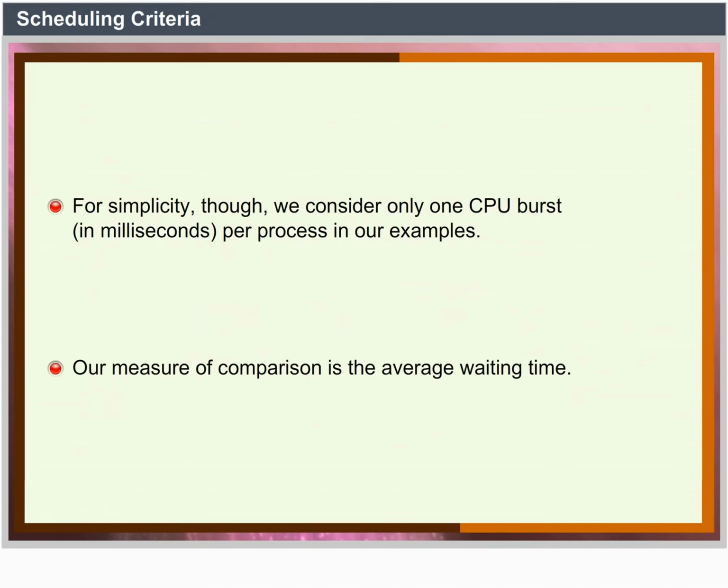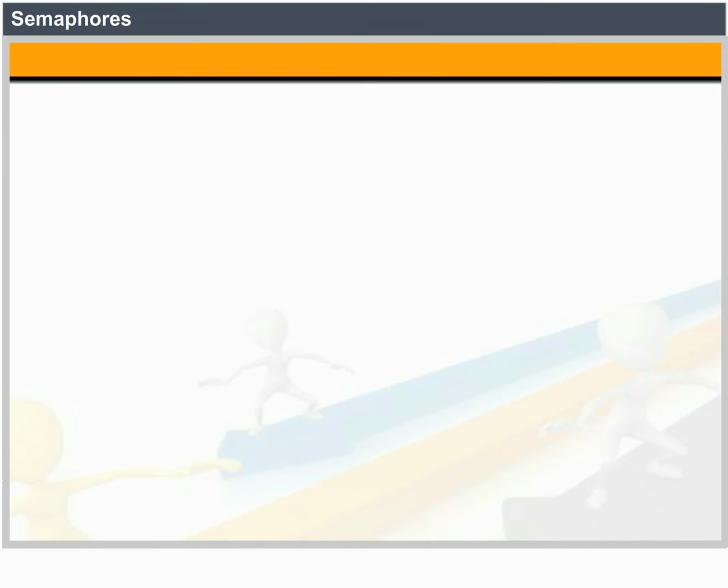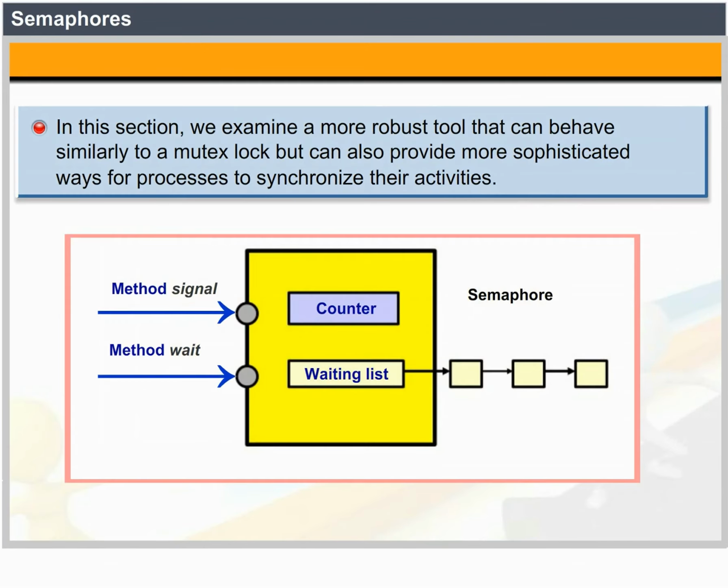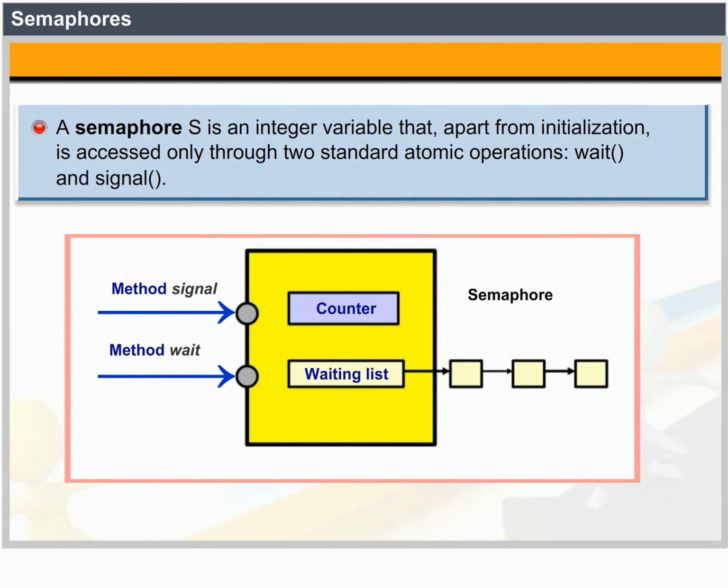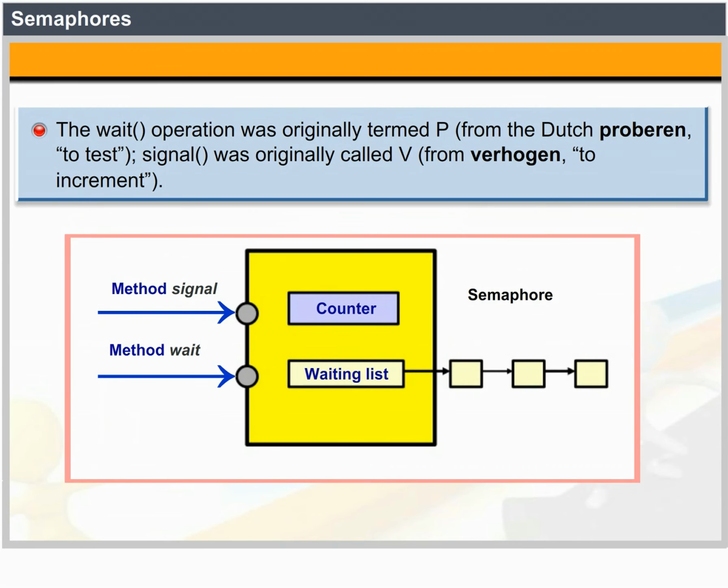Semaphores. In this section, we examine a more robust tool that can behave similarly to a mutex lock but can also provide more sophisticated ways for processes to synchronize their activities. A semaphore S is an integer variable that, apart from initialization, is accessed only through two standard atomic operations, wait function and signal function. The wait operation was originally termed P from the Dutch proberen, to test. Signal function was originally called V from verhogen, to increment. The definition of wait function is as follows.